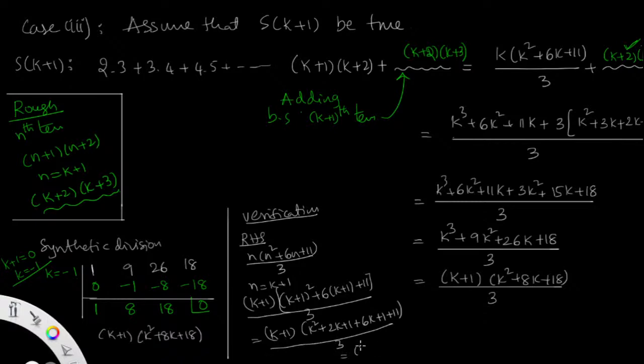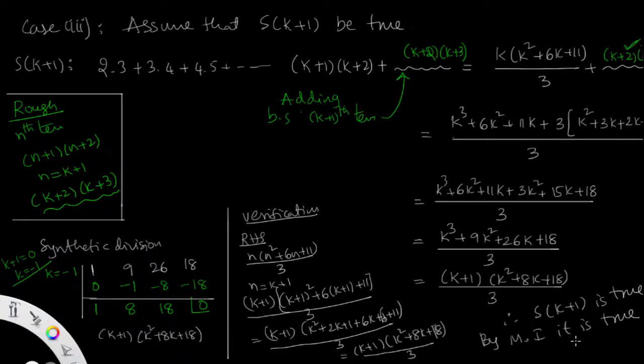Now simplify, k plus 1 into k square plus 6 plus 2, 8k plus 1 plus 6 plus 11. 11 plus 6 is 17, plus 1 is 18. 18 by 3. Therefore, both will be in the same form. Therefore, S of k plus 1 is true by mathematical induction. By mathematical induction, it is true for all n belongs to capital N.